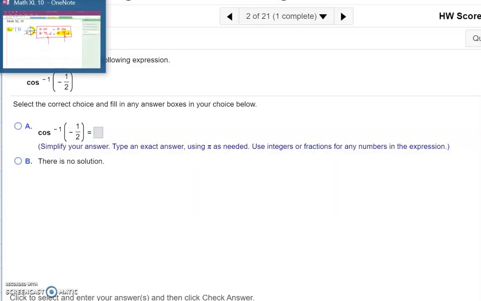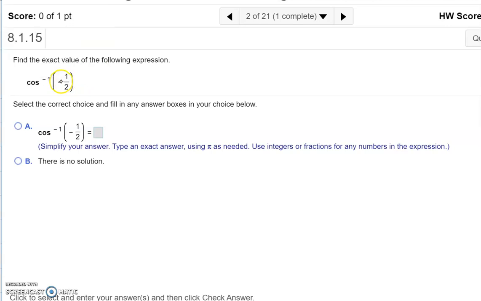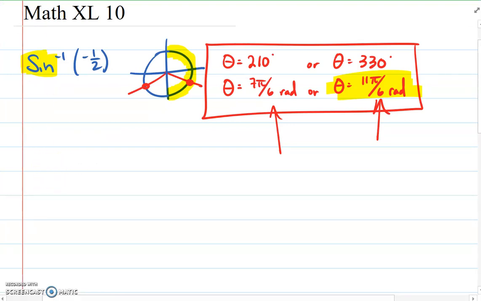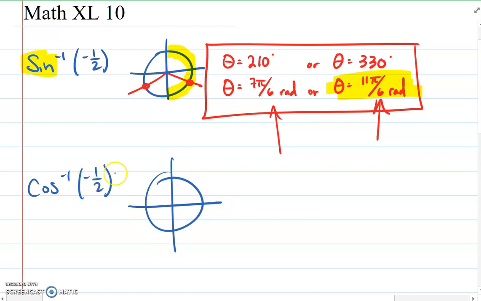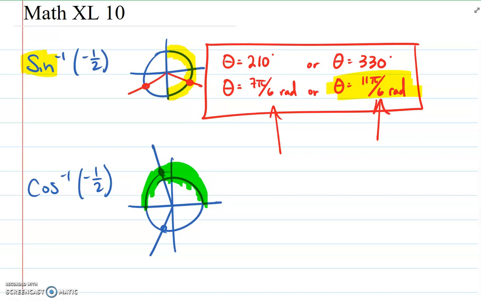For cosine, on the other hand, the solutions will exist in the top half of a unit circle. So if I look for cosine inverse of negative 1/2, I'm thinking about the unit circle where the x value is negative 1/2. Well, that's here and here. Again, cosine requires a solution to exist in the top half of the unit circle based on its domain restriction. Again, we're going to have that conversation in person at another time.